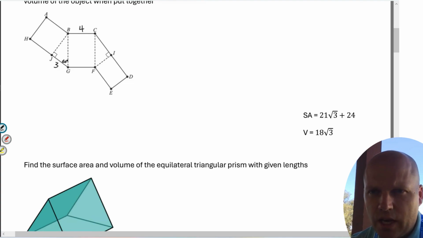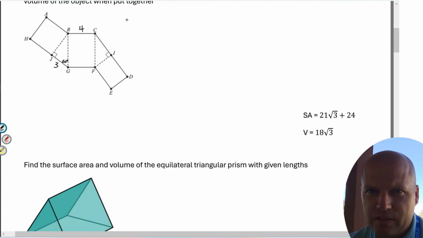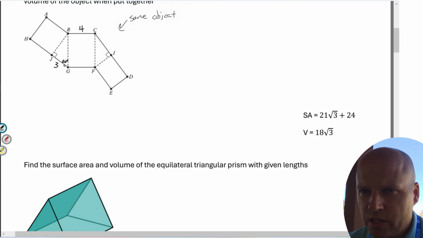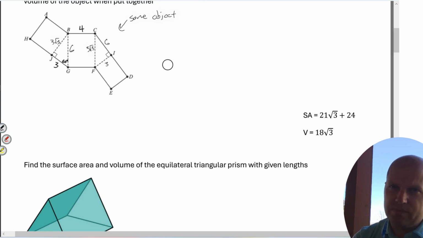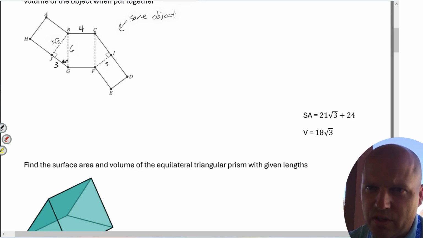Same deal, same type of object as up above. Only difference is I'm giving you a 30, 60, 90 triangle here. So if this is 3, this has to be 3 root 3, and this has to be 6. Whoops. This is 6, this is 3 root 3.